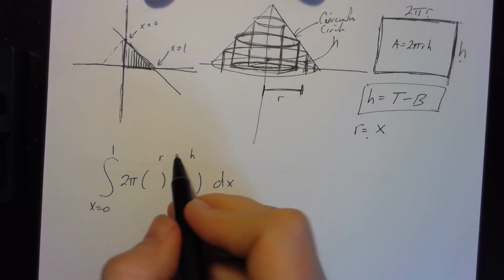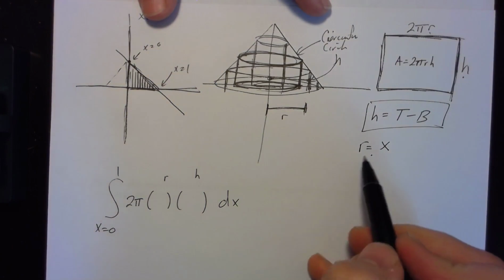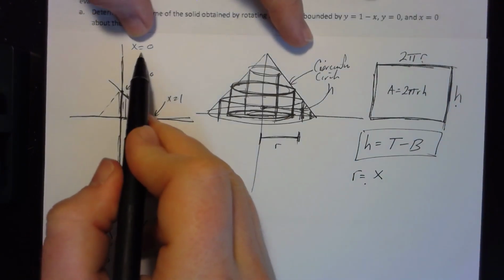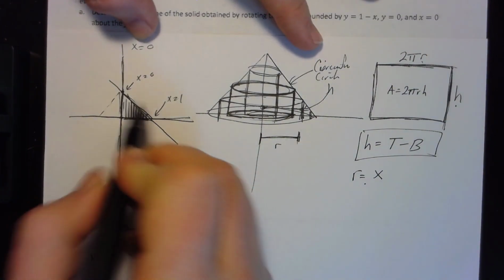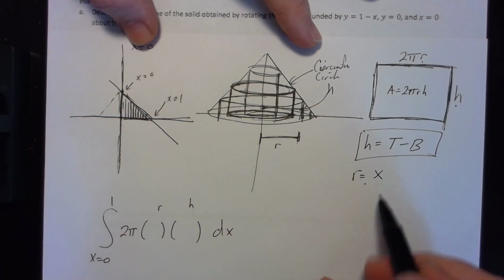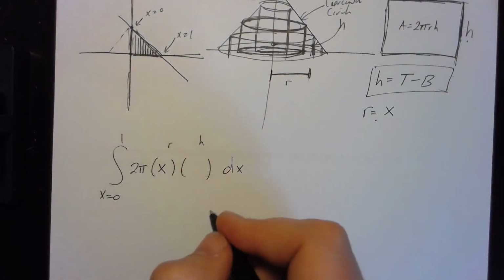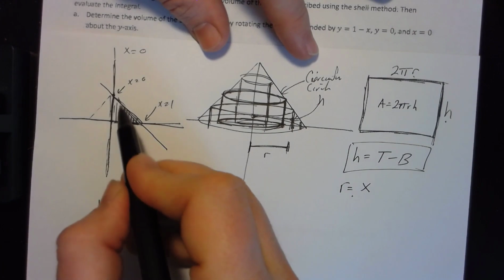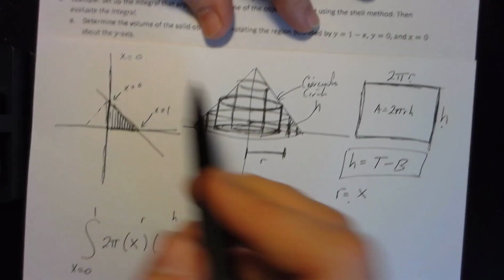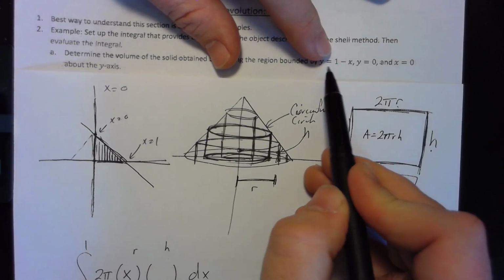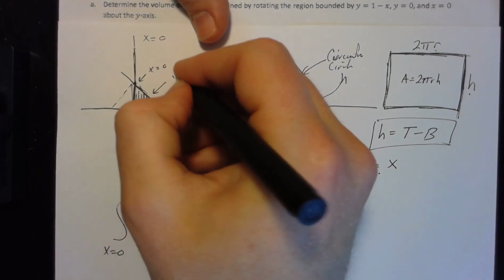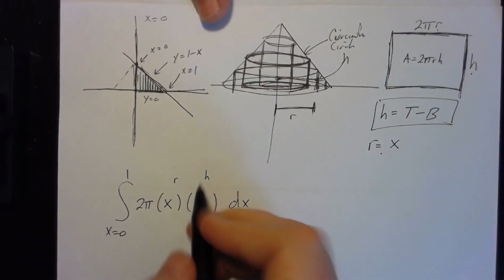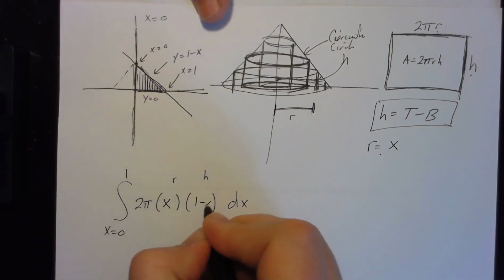Now r, again, we've already identified, if we're rotating around an x or y axis, it's simply going to be the variable that the x equals 0 correlates to. So if this is x equals 0, or if this is y equals 0, x equals 0 we get x, y equals 0 we get y. So my r is simply x. My h is actually the height of this graph. The height of this graph is simply the top function, y equals 1 minus x, minus the bottom function. The bottom function happens to be y equals 0. So the top function here is y equals 1 minus x, and 1 minus x minus 0 is simply 1 minus x.